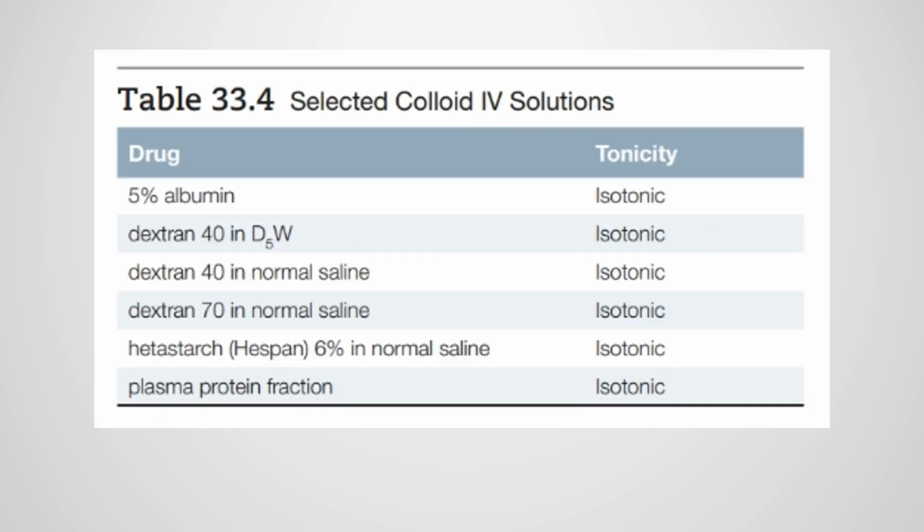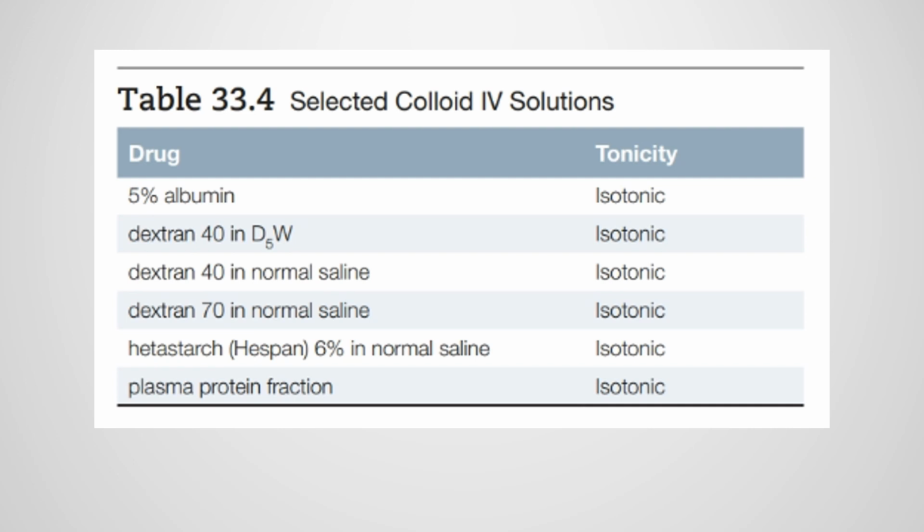So let's talk about some colloid IV solutions. So we spoke about crystalloid solutions, those that have electrolytes plus or minus sugar in them with the solution, which is a watery solution. A colloid is more of a suspension of large molecules that can be infused. So large molecules such as albumin or dextran. So dextran is just a large sugar molecule that's synthesized, that's made in a lab. So it's a type of starch. There's another starch, hetastarch.